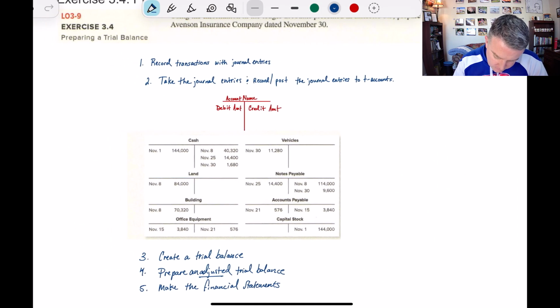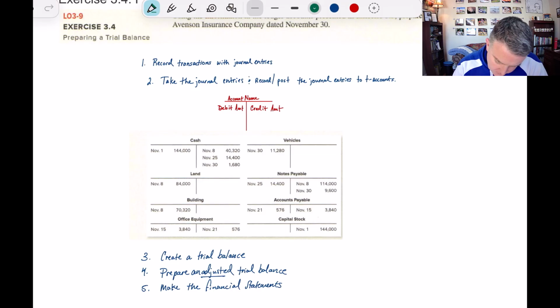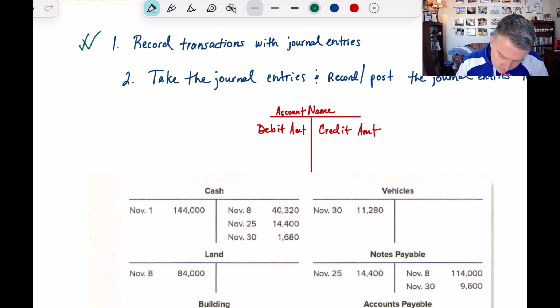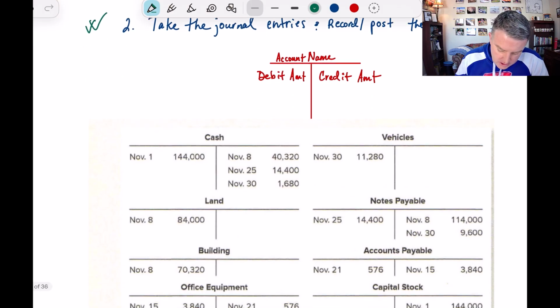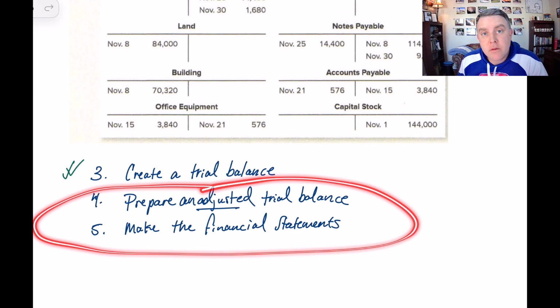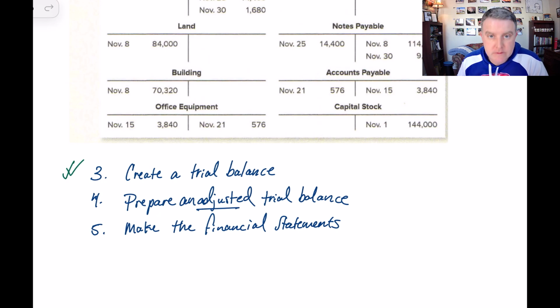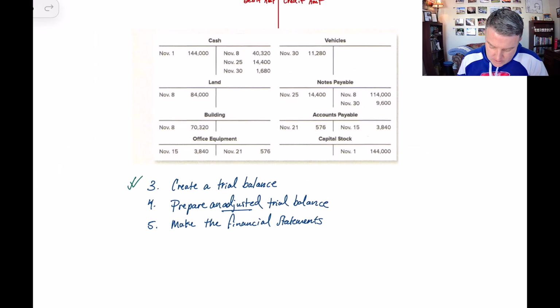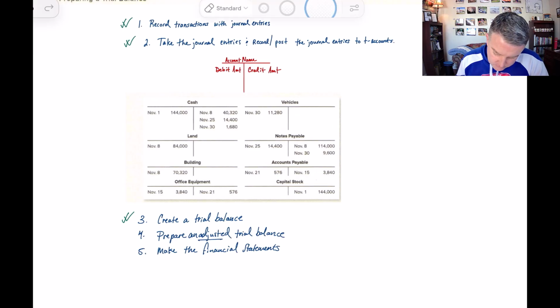So we've gone through together, we've looked at reporting transactions in the form of journal entries. We've looked at taking T account information and working our way back to create the journal entries. So we've looked at T accounts before, and now in this problem, we're going to create the trial balance. Don't worry right now about an adjusted trial balance, or taking the trial balance and using it to make financial statements. That will be in later problems. But right now we're just trying to focus on step 3, which is to create the trial balance from these T accounts.